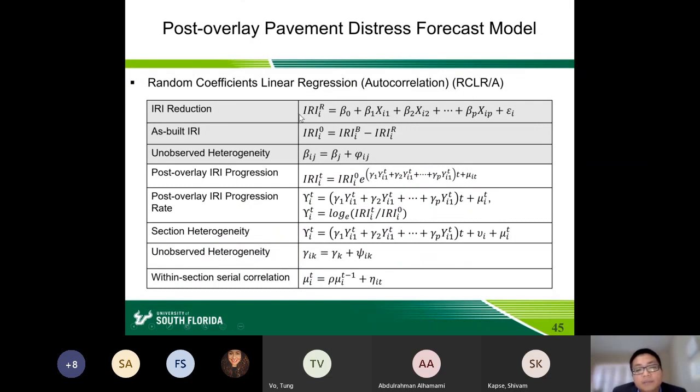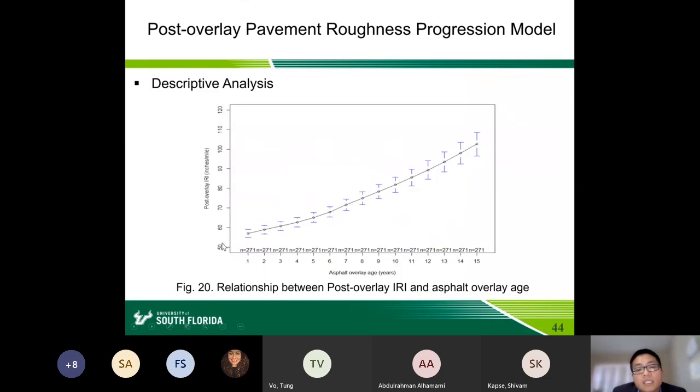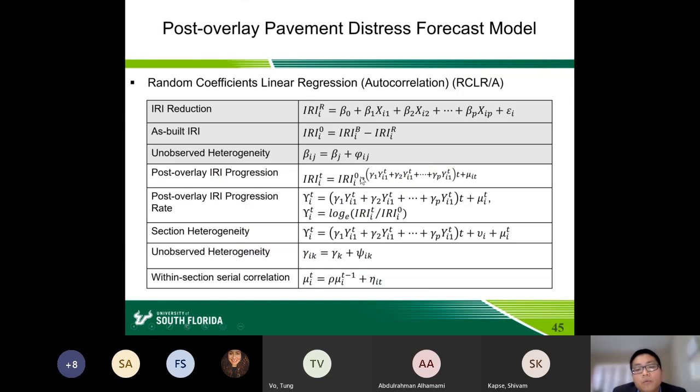First of all, the IRI reduction is a general multiple linear regression. And also, the unobserved heterogeneity issue was addressed. For the post-overlay roughness progression, first, this trend was evaluated as an exponential equation. So this form was used. And then the section-specific heterogeneity issue, unobserved heterogeneity issue, and within-section serial correlation issue are addressed with different equations.